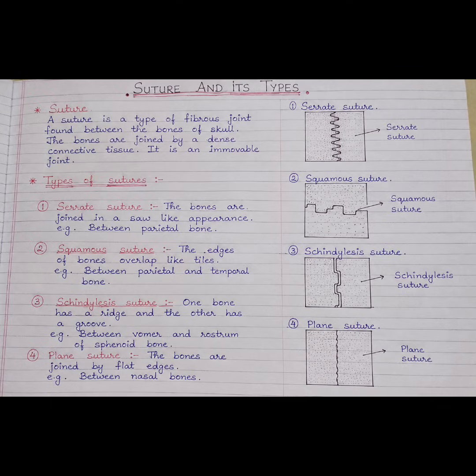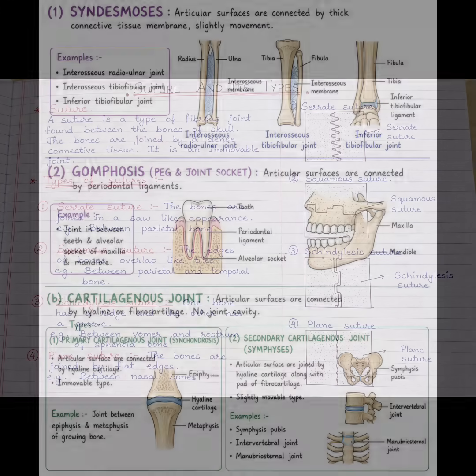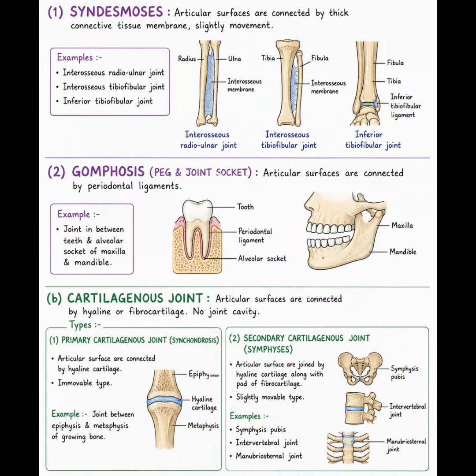The articular surface of the dentate suture has a tooth-like appearance. An example is the parieto-occipital joint. And the articular surface of the squamous suture is flat and overlapped. An example is the parieto-temporal joint. The articular surfaces of syndesmosis are connected by thick connective tissue or membrane, which are slightly movable. Examples are the interosseous radioulnar joint, interosseous tibiofibular joint, and inferior tibiofibular joint.